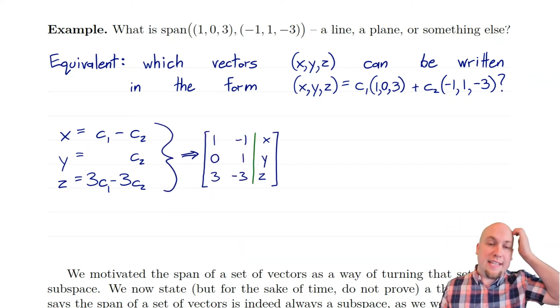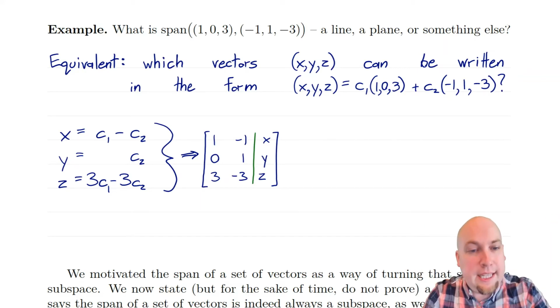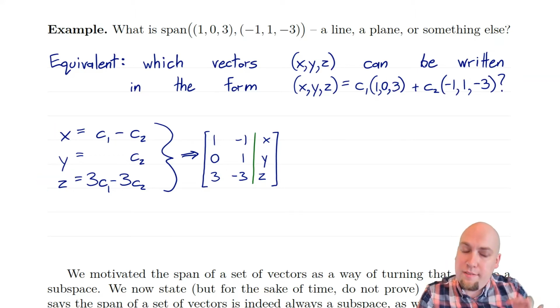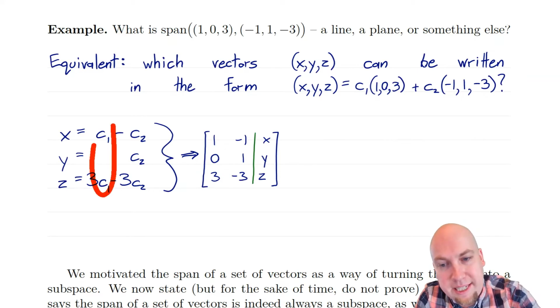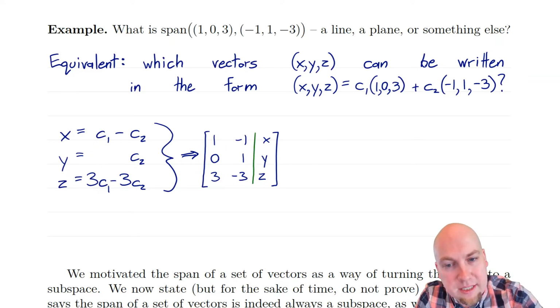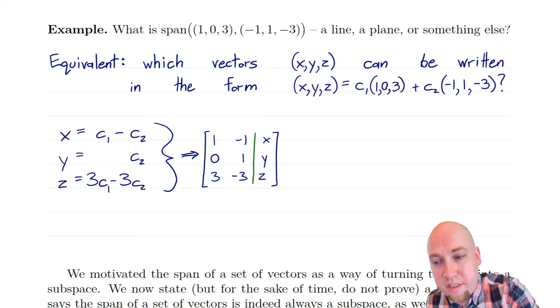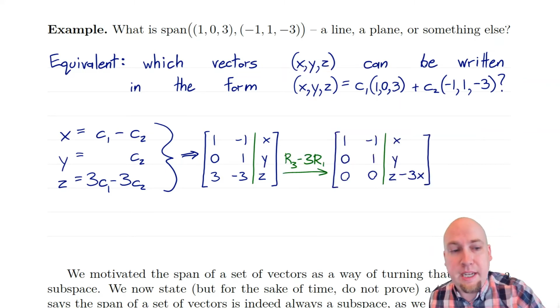When you turn this into augmented matrix form, you get something like this, where x, y, and z are just whatever numbers are on the right-hand side. Those are not variables in the linear system. Instead, the variables are c1 and c2, and remember, columns of your matrix correspond to variables. So this first column is our c1 column, and the next column is our c2 column. All right, now let's get that in row echelon form so that we can determine when there's a solution. Which vectors can be written in this form? In other words, when does this linear system have a solution?